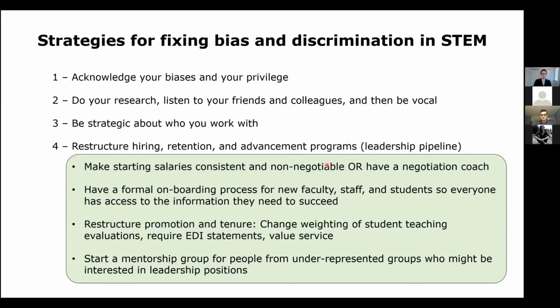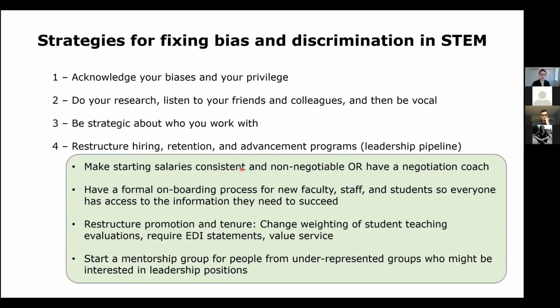Step number 4 is to restructure hiring, retention, and advancement programs. We know we have a major problem in leadership with regards to even further underrepresentation of marginalized individuals. And so by restructuring these programs, we can start to fix this problem.